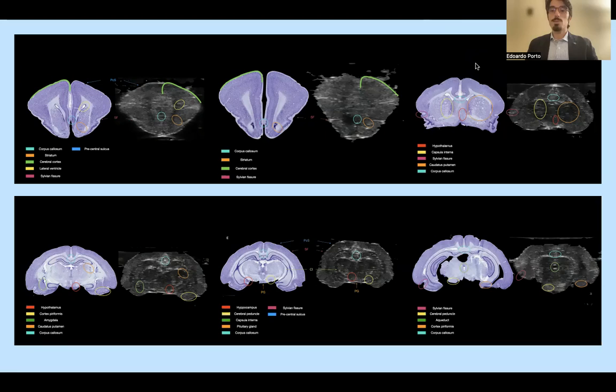We identified 32 structures in these 6 couples of images in both the histological and ultrasound images. And among these structures, the only one which was possible to recognize in all the images was the corpus callosum.